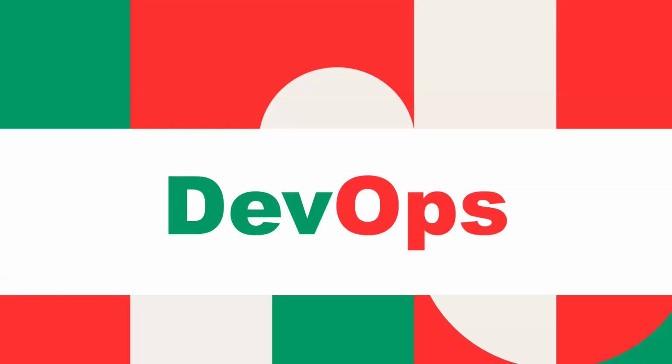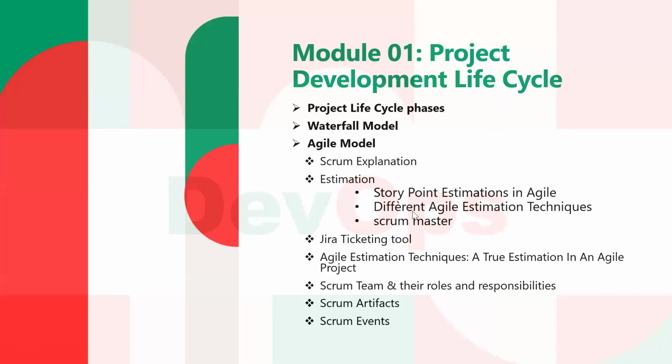First, we will do a recap of the previous class, what we have done. So we'll spend 2 to 5 minutes there, and then we'll continue with today's session. So we have started module 1 where we discuss the project development life cycle. We discussed the waterfall model and the agile model. And we were going through the details of the agile model.